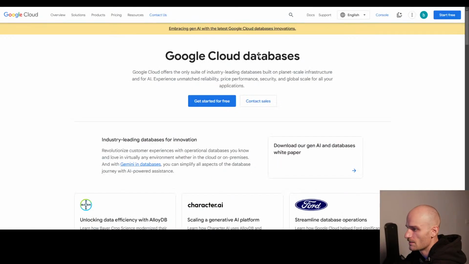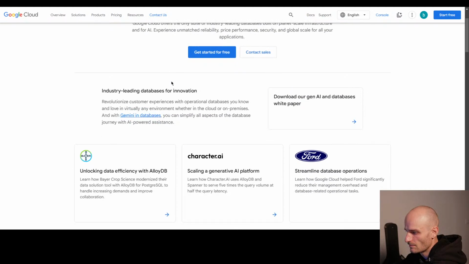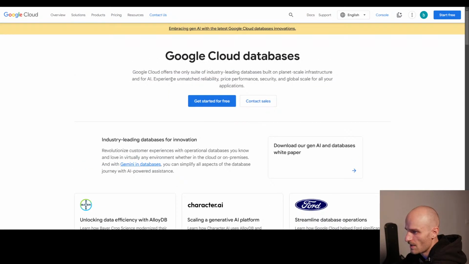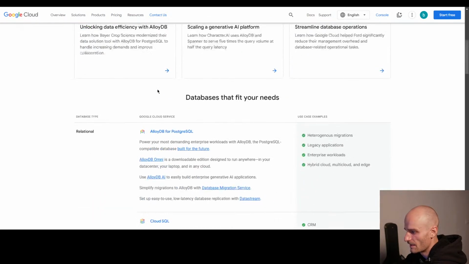Let's see this one. Google Cloud Databases. Google Cloud offers the only suite of industry-leading databases built on planet-scale infrastructure and for AI. Yeah.